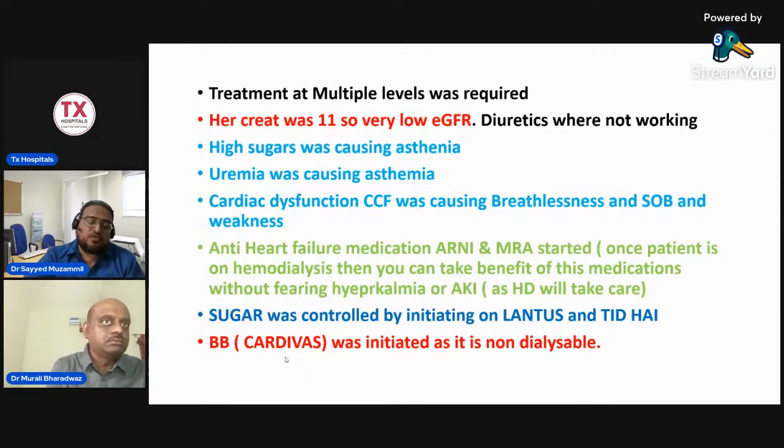And in those patients who are on hemodialysis, Cardivas is the beta blocker of choice, because Cardivas is a non-dialysable beta blocker. So even if the patient undergoes dialysis, it will not get removed from the body, and you will get persistent benefit of a cardioselective anti-heart failure beta blocker in this patient.